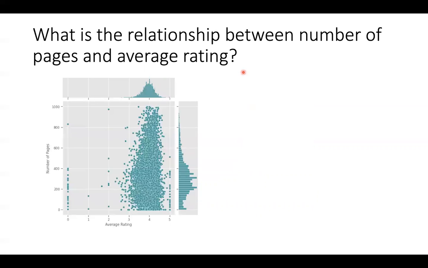Our next question to ask is, what is the relationship between the number of pages and the average rating of a book? And from here, we can see the x-axis is the average rating of a book, and the y-axis is the number of pages.